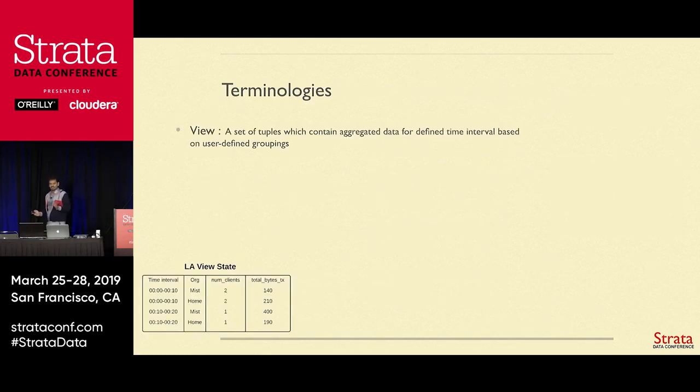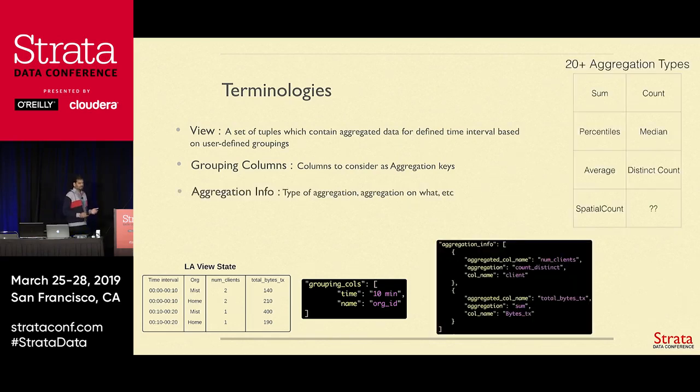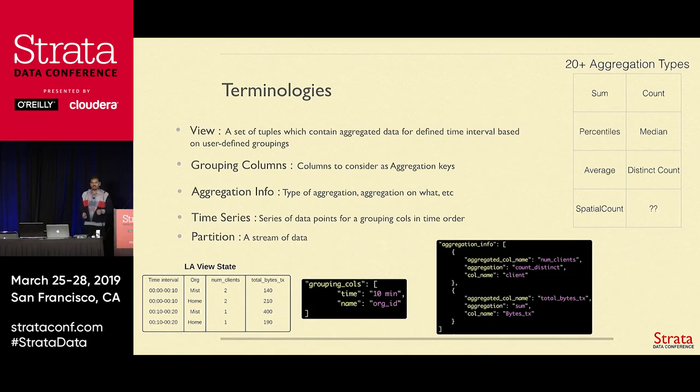So before going into details, let me first briefly give you some idea about few terms which we will be using during this presentation. A view is basically a continuously running aggregator whose grouping column and aggregation info has been defined by the user based on what aggregation they want to do. Grouping column is basically a grouping key. Aggregation info gives you 2 information: on which dimension you want to do the aggregation and what type of aggregation you want to do. And a time series is a series of data points for a grouping column in time order. And a partition is basically a stream of data coming in from Kafka.